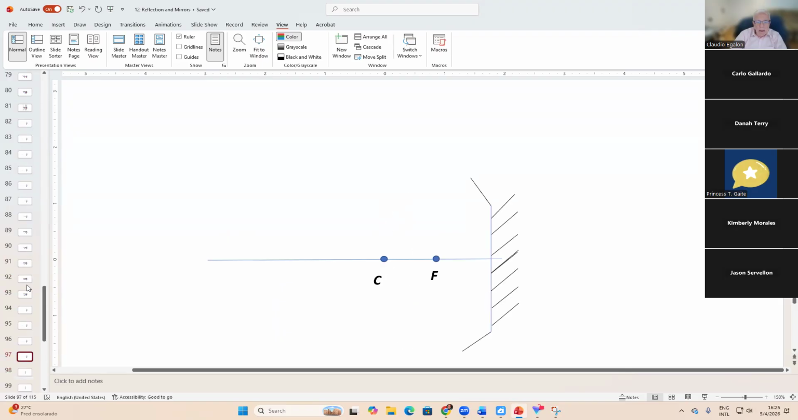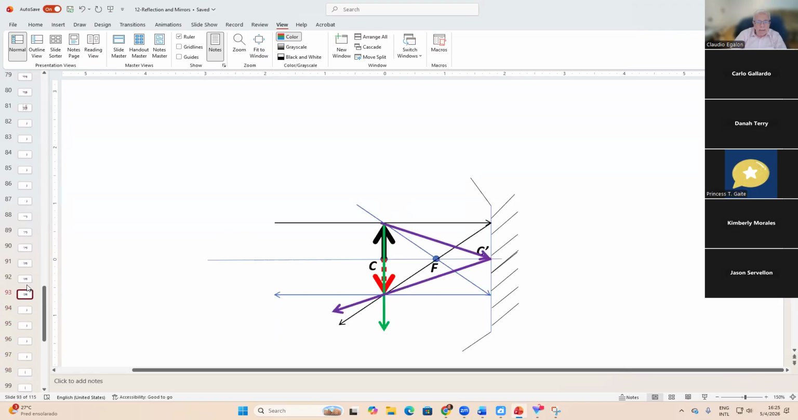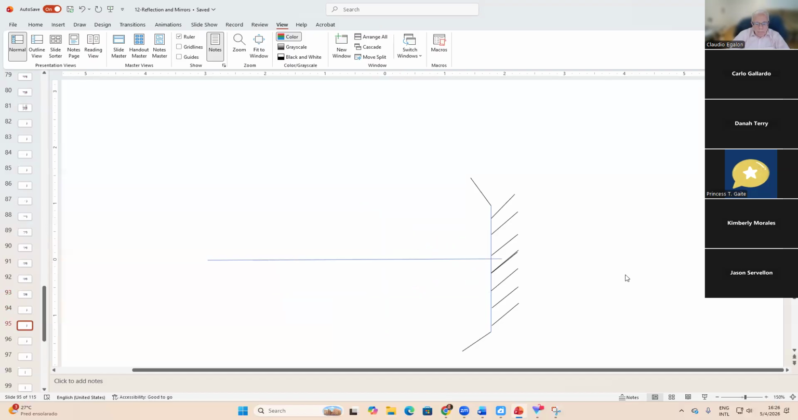Now I have to put my object between the center of curvature. Here we go, this object is now going to move here.